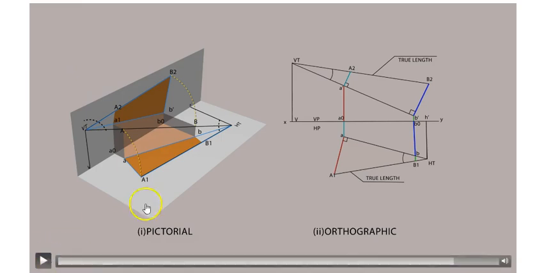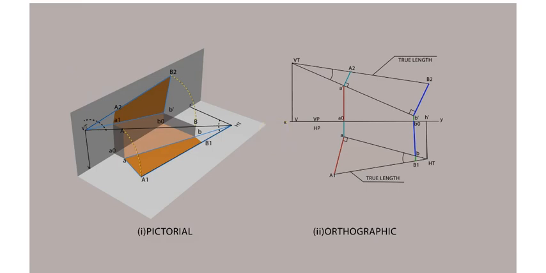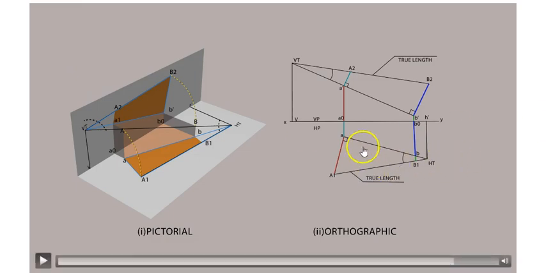So by now you would have understood how we would be constructing a problem like this. If you know one of the distances, for example the distance of point A from XY and point B from XY, we can easily construct these particular triangles, and finally find the true length.